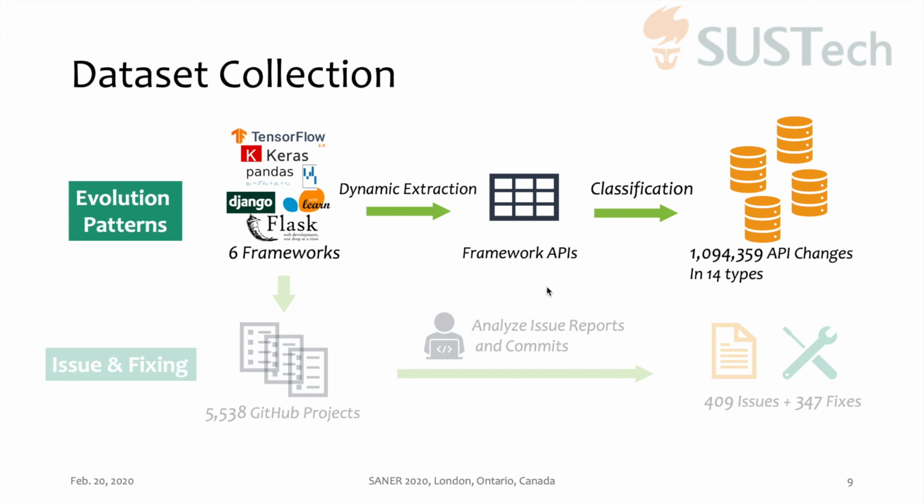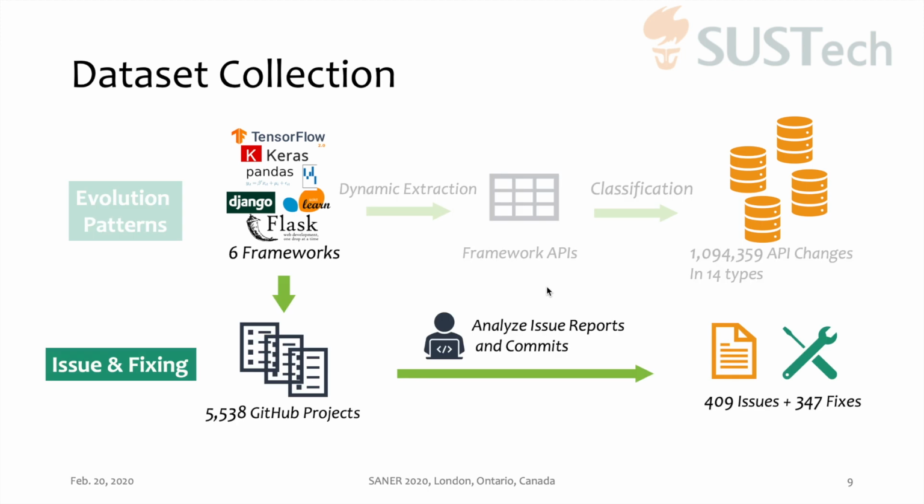This API is mapped from tensorflow.python.something. It is a very long name. We extract the APIs dynamically in order not to miss these short names. After extraction, we classified over 1 million API changes into 14 categories by their syntactical differences.